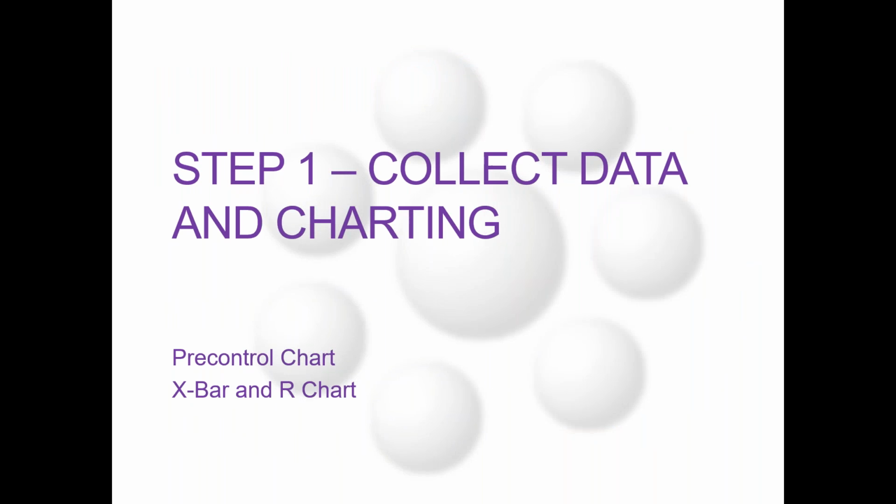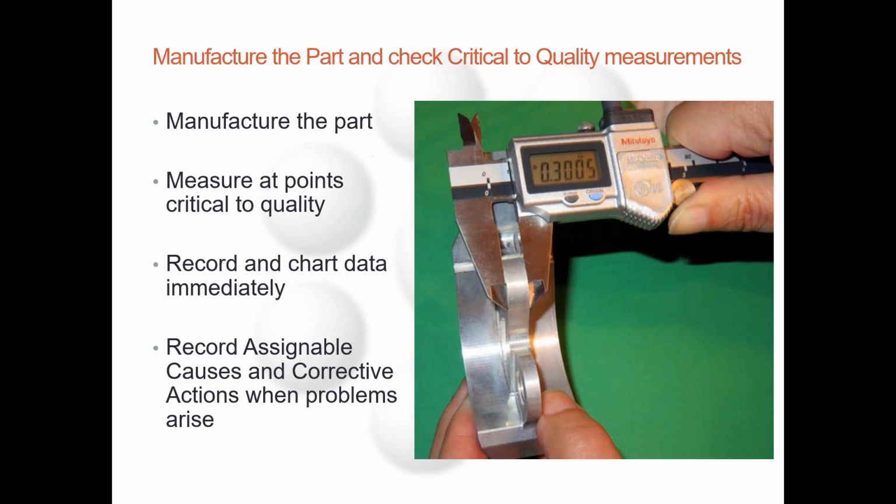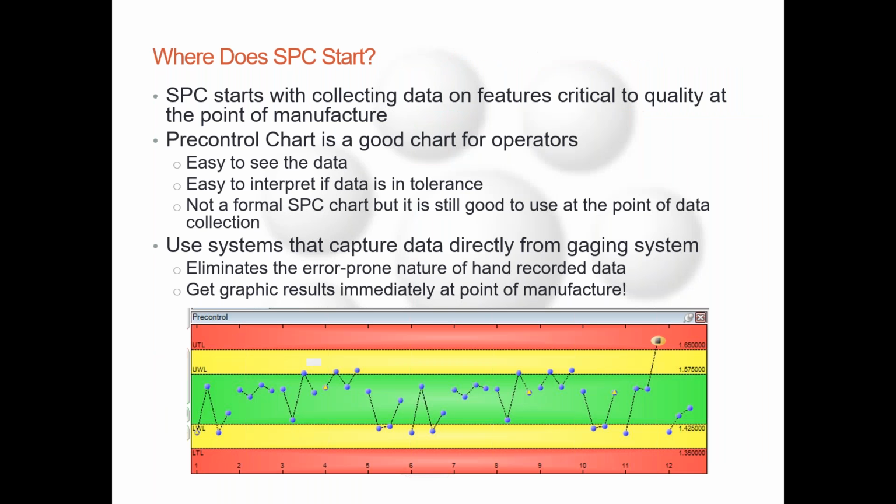So we start with step 1, collecting data. And in particular here, we're going to talk about the pre-control chart and the X-bar R chart. When you manufacture a part and check its critical to quality measurements, it's important that you collect the data immediately at the point of manufacture. You want to get as physically close to it as possible. You're recording and charting data, and you're going to see that in a minute. And you're recording things like assignable cause and corrective action, and the only time you have good understanding of what assignable cause and corrective action should be is at the point of manufacture. A week later, no one remembers.